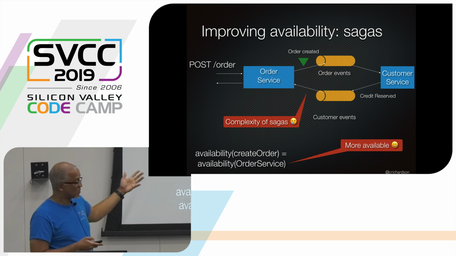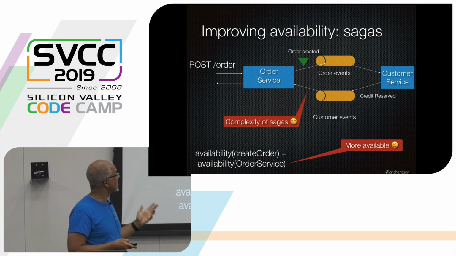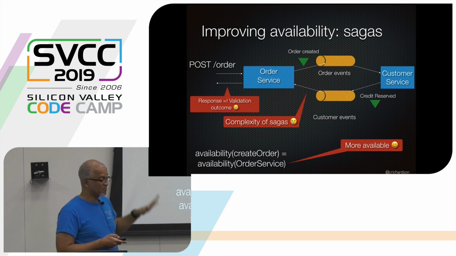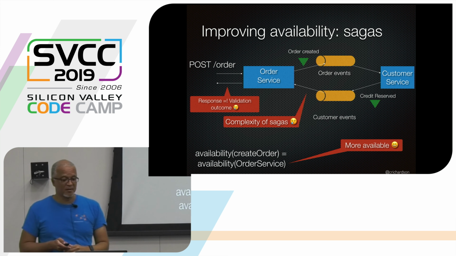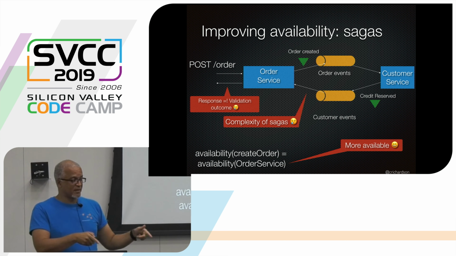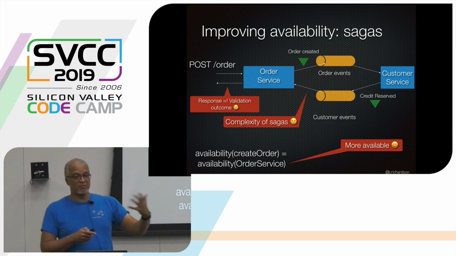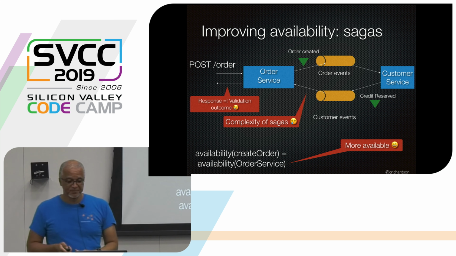But obviously, it's more complex. You've got this complex collaboration mechanism. Plus, the response to the POST can't tell the client whether the order has been approved or not. It has to check back later. So you're pushing more work onto the client.